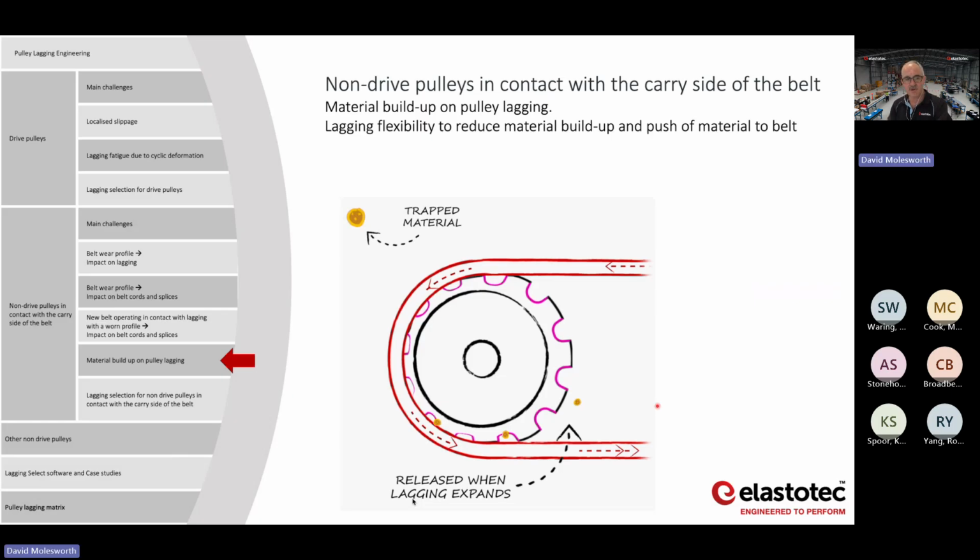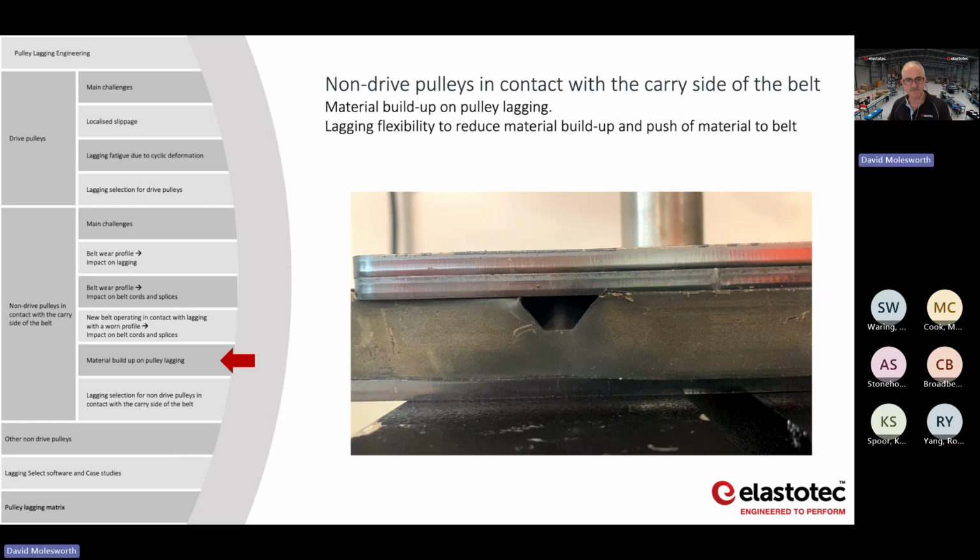The idea to try and prevent build-up is to have lagging that's flexible, that can move and can actually release the material, so that as it's compressed, it actually flexes and the material comes out, as opposed to a rigid lagging where it just builds up.